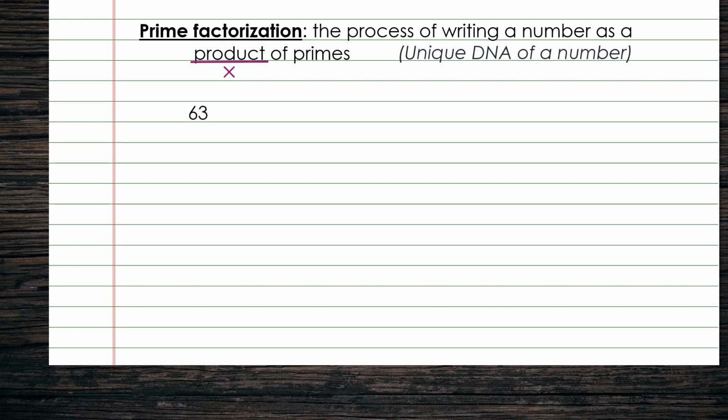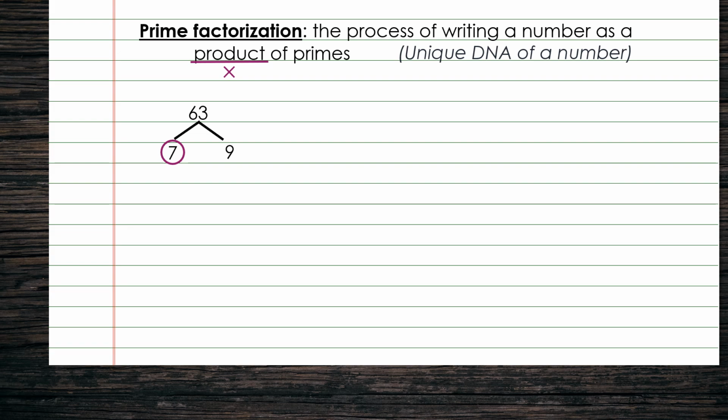Looking at the number 63, we want to rewrite it in terms of its prime factorization, which means to rewrite 63 in terms of multiplication. Well, let's think of two numbers that multiply to give us 63. You may think of 7 times 9. Looking first at 7, is 7 prime or is it composite? Since 7 is only made up of 1 and itself, 7 is considered prime.